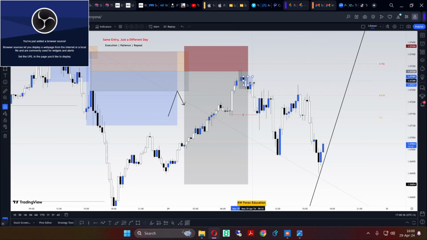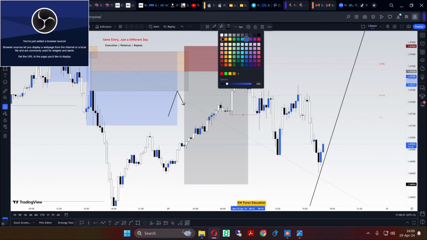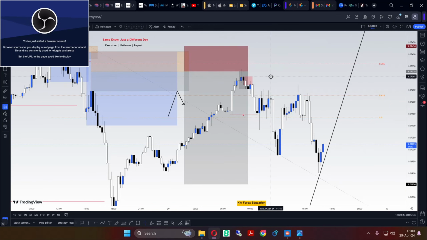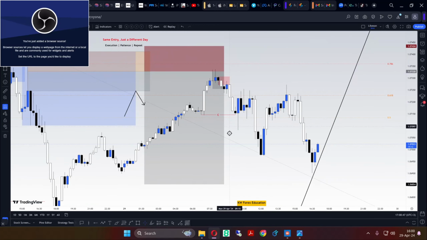You can mark your zones. So this zone has already been mitigated, as you can see there. Since we are selling, let me just change the color for that one. So now this has already been mitigated. The order block before an imbalance has already been mitigated, and then we also have another one here. So this one wasn't mitigated. So this is the one you can look to place your trades here, right?